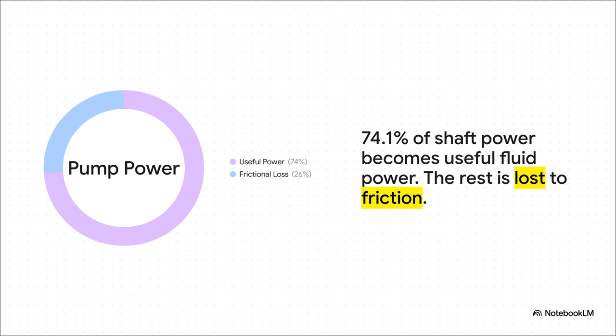Just look at a water pump. You put energy into it to spin the shaft, but not all of that energy actually goes into moving the water. As you can see right here, in a typical case, only about 74% of the power you put in, that's the purple section, becomes useful fluid power. The other 26%? It's just lost forever to friction and heat inside the pump.